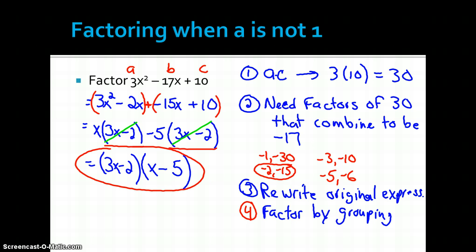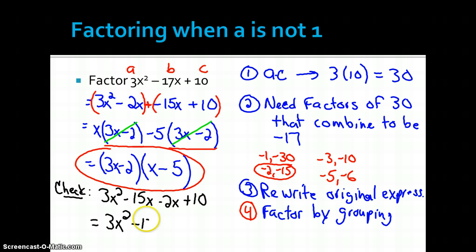If we were to FOIL this, our check: 3x times x is 3x squared. 3x times negative 5 is negative 15x. Negative 2 times x is negative 2x. Negative 2 times negative 5 is plus 10. This would simplify to 3x squared minus 17x plus 10.